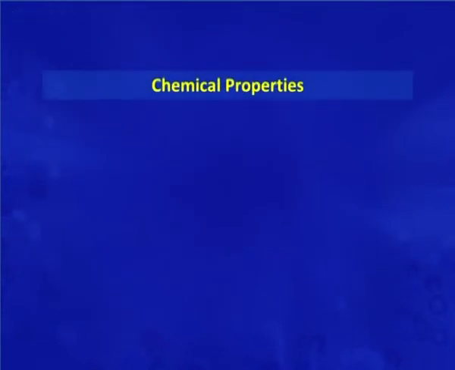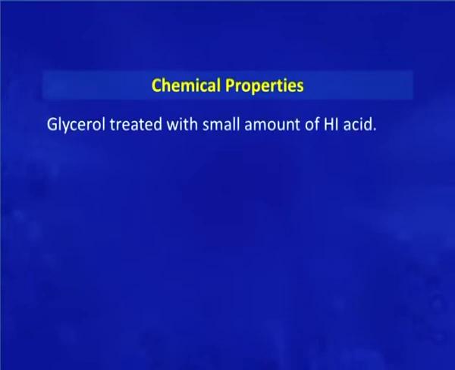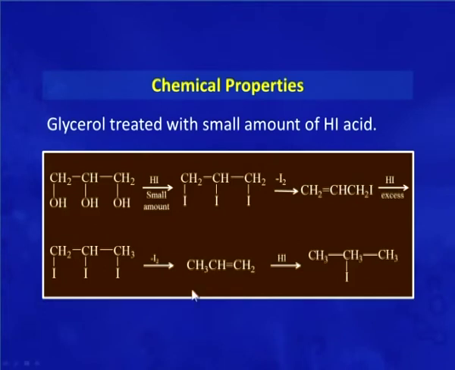We will now discuss the reaction of glycerol when it is treated with a small amount of hydroiodic acid. When glycerol is treated with hydroiodic acid in small amount, then triiodo derivative is formed. This triiodo derivative is very unstable. It removes one iodine molecule and forms allyl iodide. In excess of hydroiodic acid, on the contrary, there is formation of 2-iodopropane, which is the stable product. This product is unstable and is converted into propene after removal of iodine.